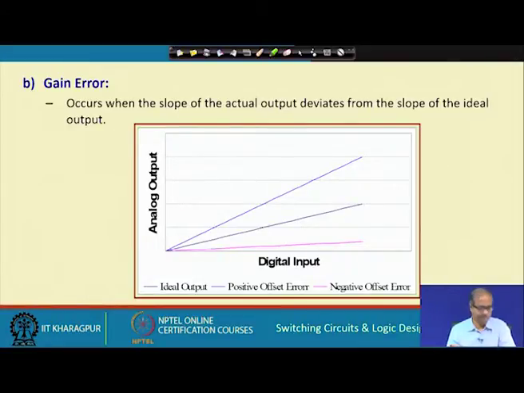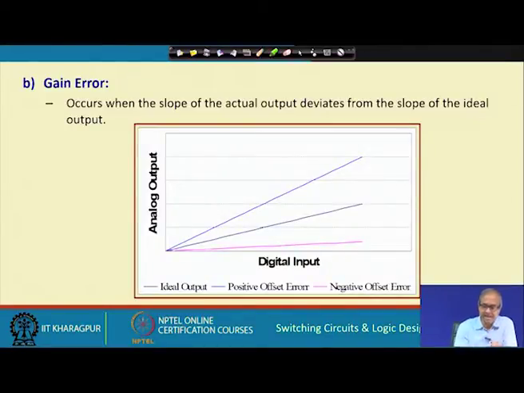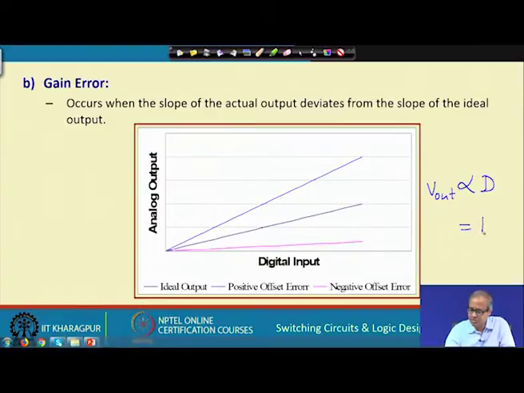Now, there are some errors in the DA conversion process that can occur. First is gain error. We said that the output voltage V out is proportional to D, which means some constant of proportionality K multiplied by D. Now, due to some design variations or some issues, the value of K might change.